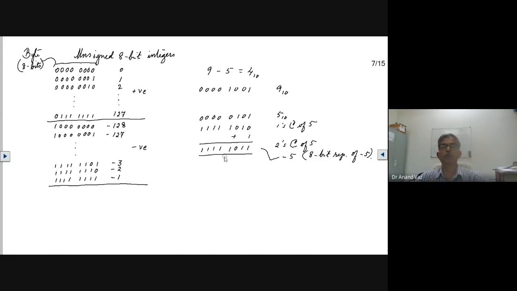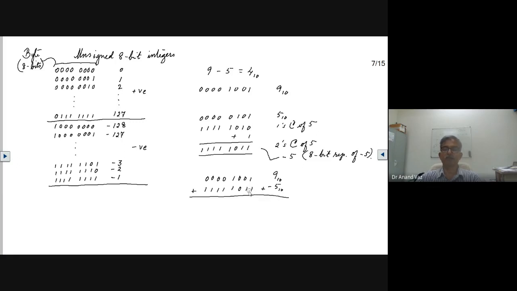So if you add 9, which is 0, 0, 0, 0, 1, 0, 0, 1, and you add minus 5 to it, that is 1, 1, 1, 1, 1, 0, 1, 1. So this is 9 and this is minus 5. These are in the decimal domain. This is in the binary. Now you just add this.